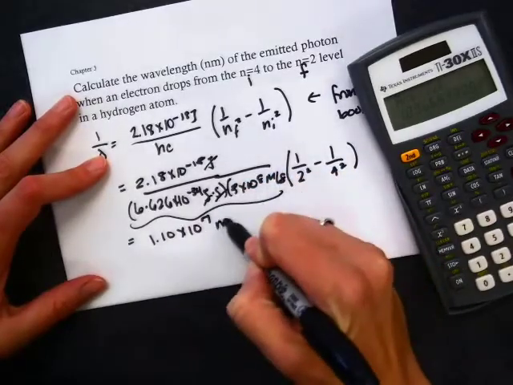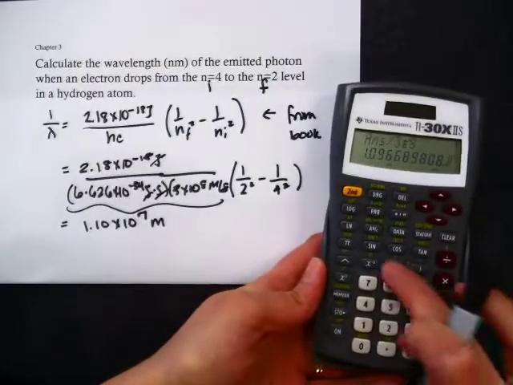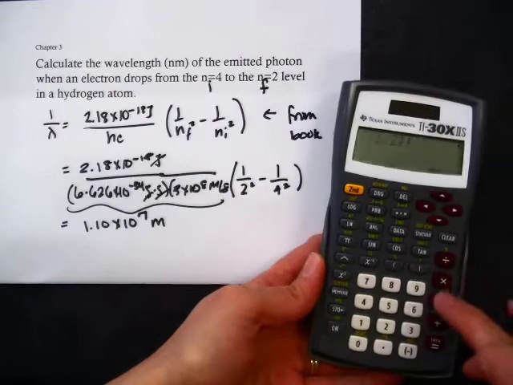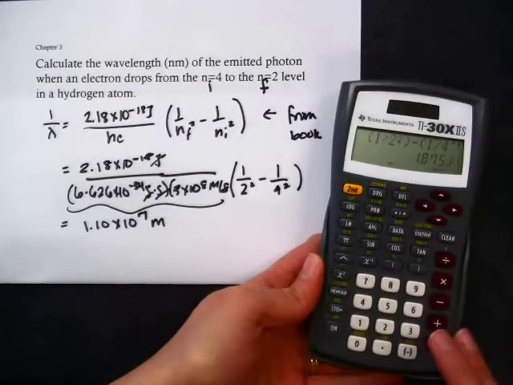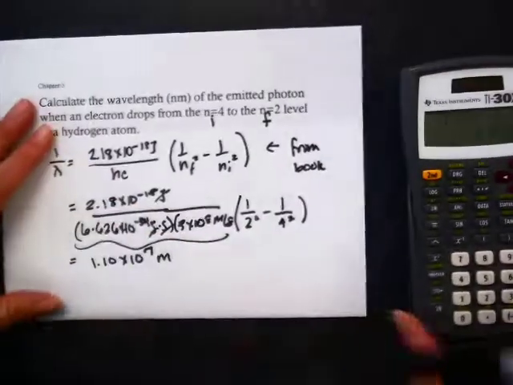Checking my units, the only unit I have left here is meters. It should be 1 over meters. I have that wrong, but anyway. And then now I'm going to do the part with the squares, and I want to be careful with parentheses there. And I got 0.1875. That doesn't have any units.